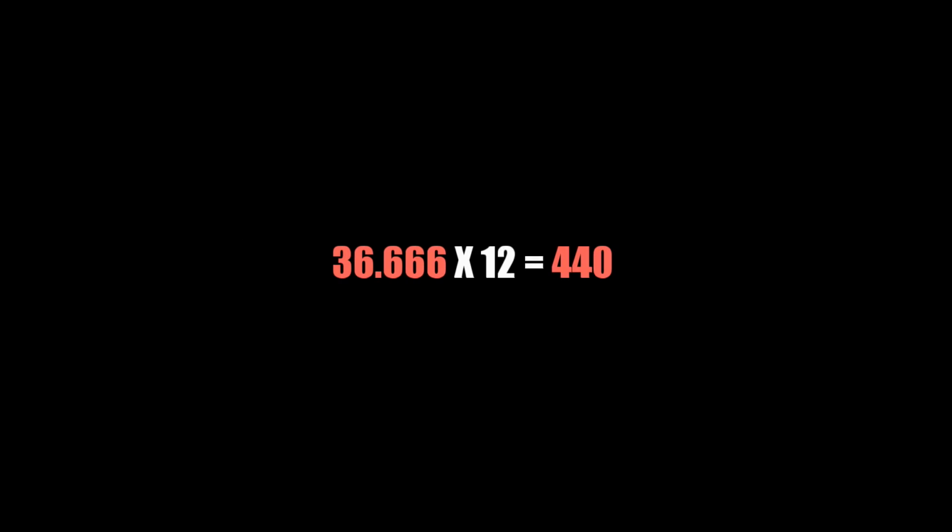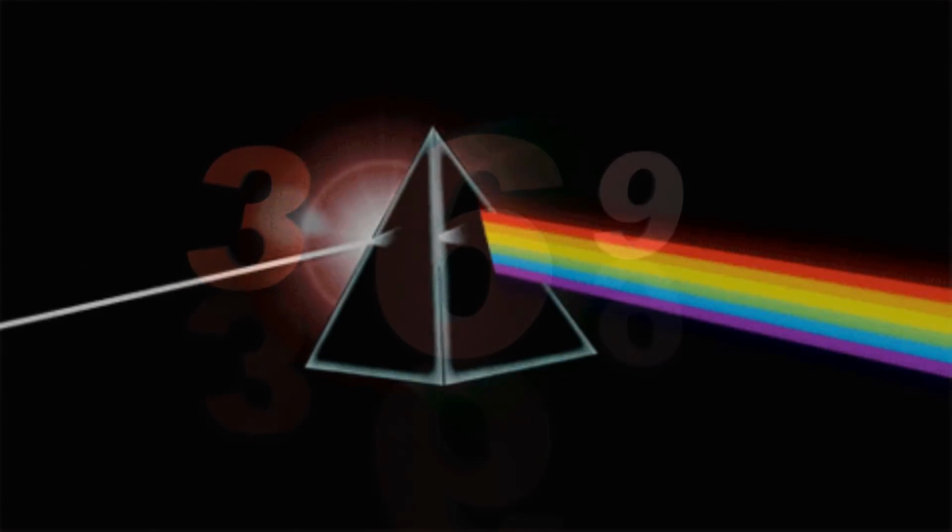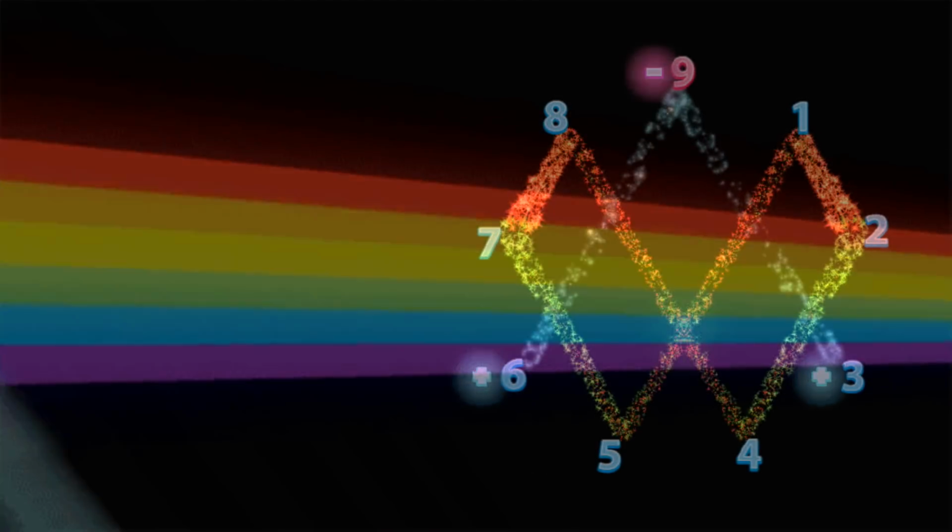36.666 times 12 equals 440. Interesting, isn't it? They are all related. They are perfect musical overtones of one another. Now check this out using vortex-based mathematics.